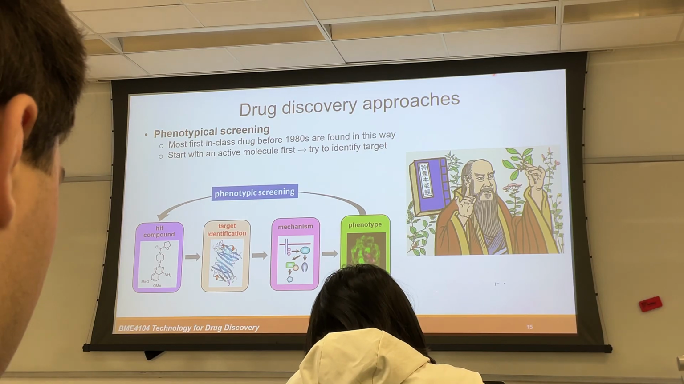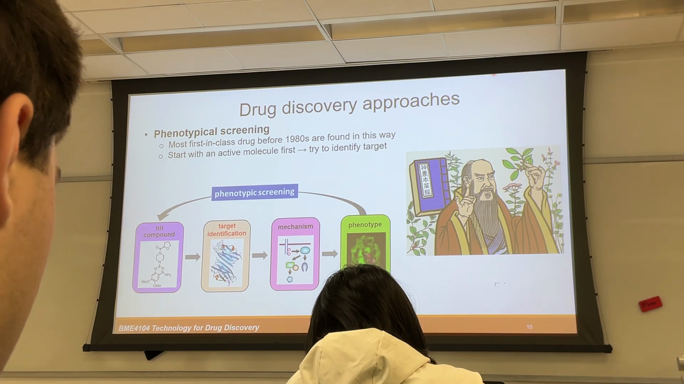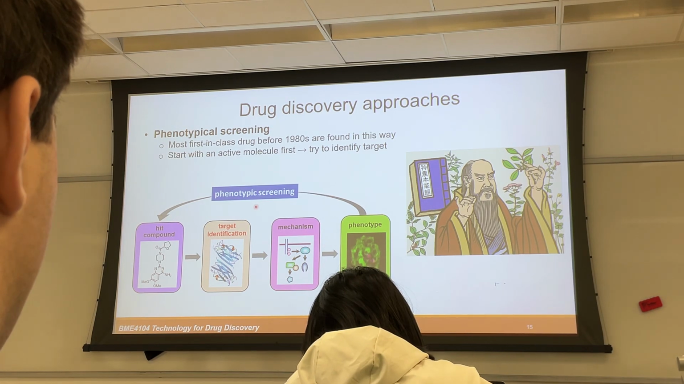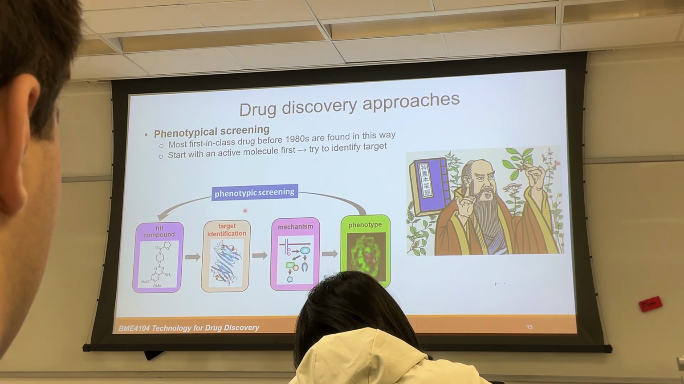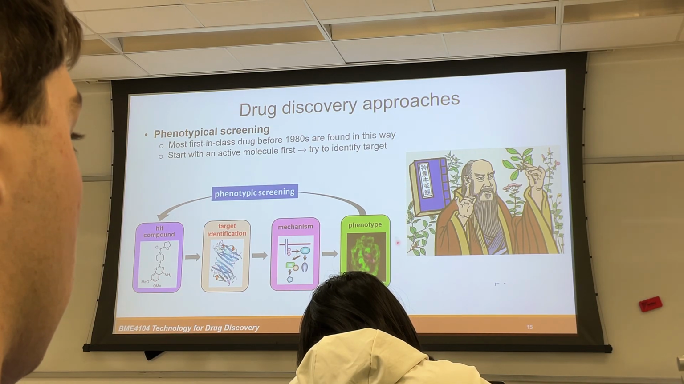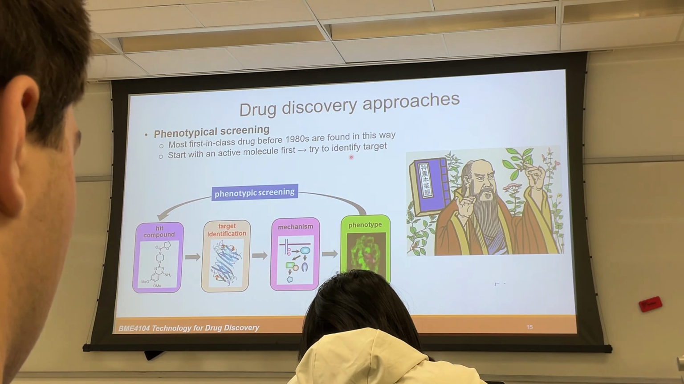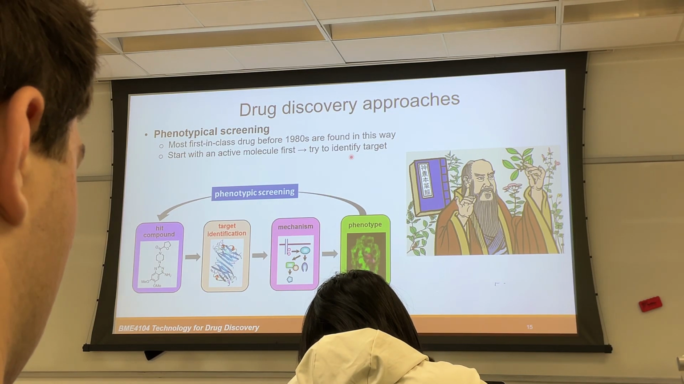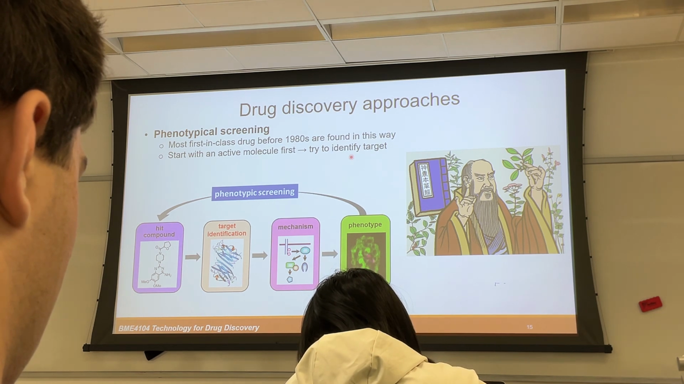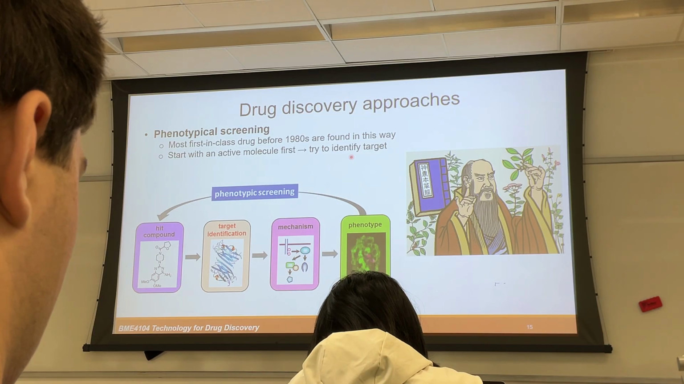Okay, so in the phenotypical screening, what we usually do is we just try many different molecules or compounds and throw them into our target, for example, into our cell cultures, and we just observe the final phenotypes. So maybe the cells will change shape or change color or whatever, and we will test thousands or millions of compounds and select out those that give us what we want.